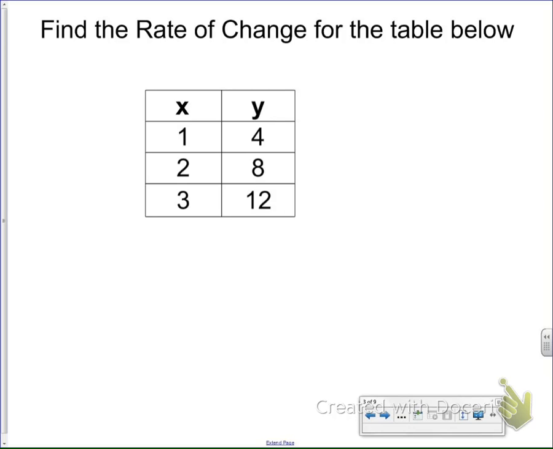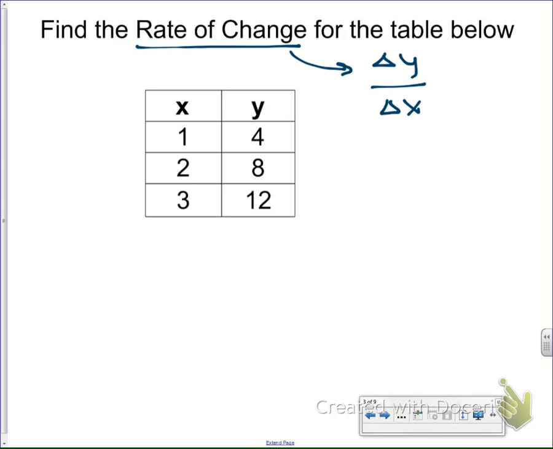Now if you notice, the example I have here says find the rate of change. That's because the rate of change and the slope are going to have the same value in most all situations. They have slightly different meanings because slope is talking about the ratio of a vertical change to a horizontal change on a line, where rate of change is more for our application problems, but the values will be the same. So to find rate of change or slope, we need to remember the formula delta y over delta x, where I'm taking my change in y and dividing it by my change in x.